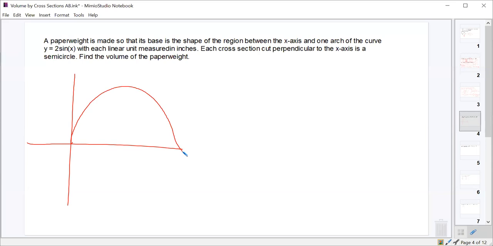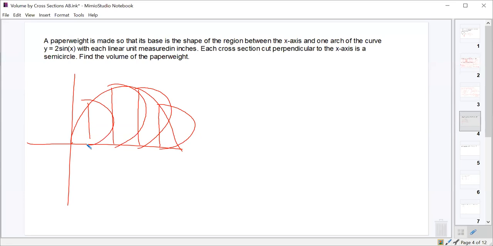So here's the base of our solid. And then coming out of the board at you, we have cross sections that, if we cut perpendicular to the x-axis, so if we cut this vertically, the cross sections when we open up look like semicircles. Semicircle, semicircle, semicircle, semicircle. A bunch of semicircles sticking out of the board at you.